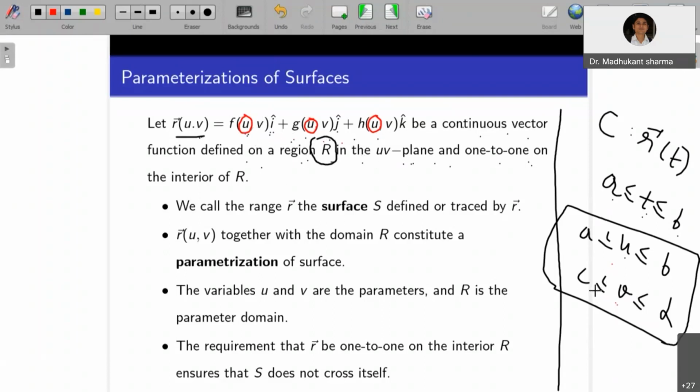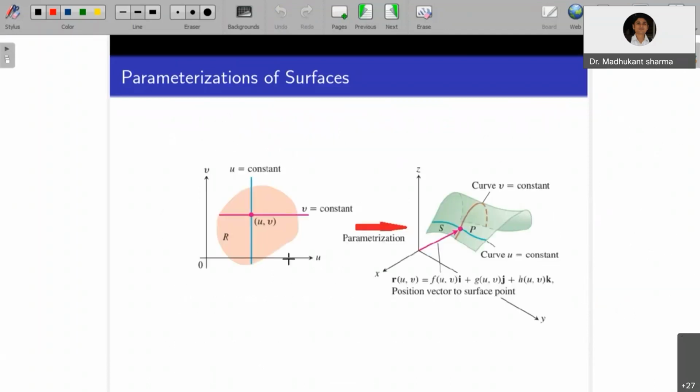Now, if you fix both u equals to constant and v equals to constant, what will it identify? It will identify the intersection of these two curves. They will intersect at a point, and that will identify that vector R. Let me give you the picture. You have a UV plane and you have this region R. v equals to constant, v equals to 2, v equals to 3, and so on, will give you straight lines. Similarly, u equals to constant will give you straight lines.